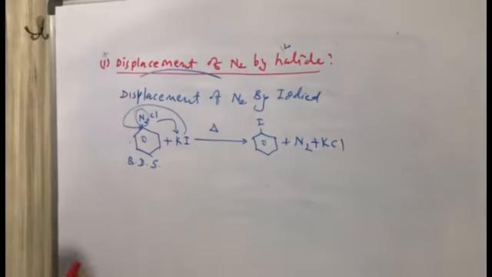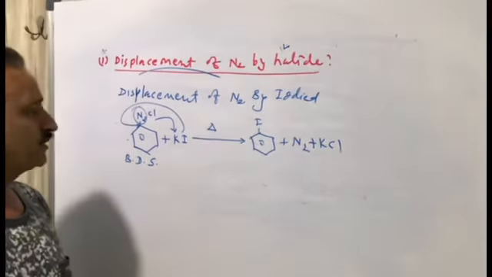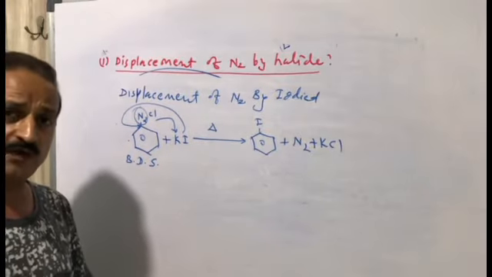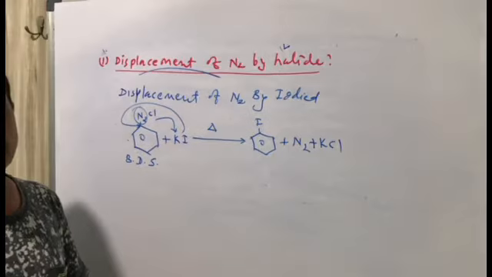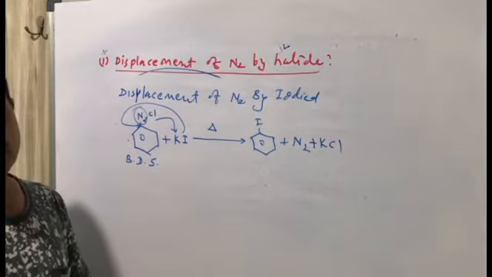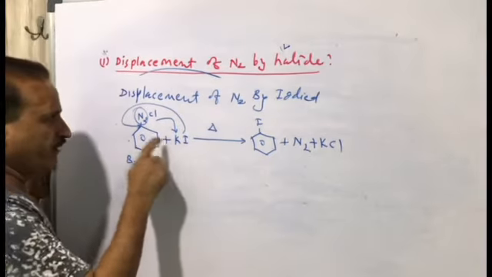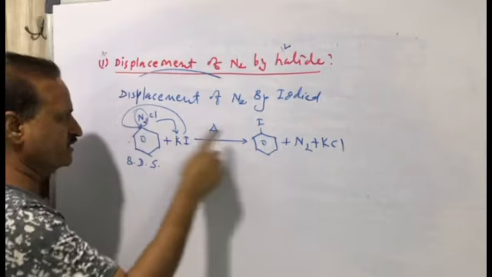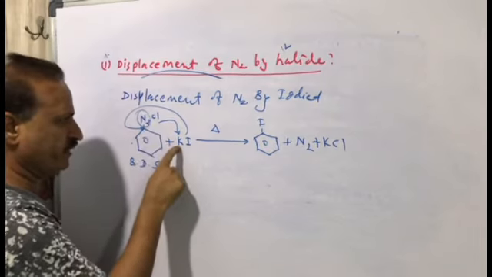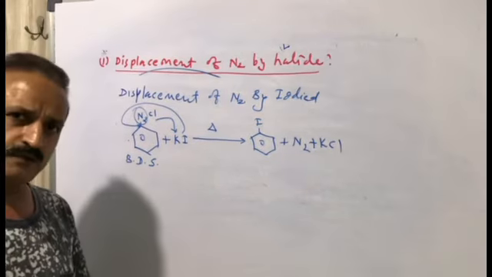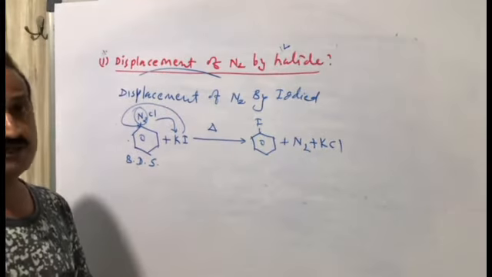Very simple reaction. Iodine directly does not make displacement of N2Cl, but potassium iodide is taken as a reactant, then iodine can displace dinitrogen gas. Iodine will make displacement of N2, then iodobenzene forms, N2 gas will release, and this Cl will react with potassium, then we are having potassium chloride. Very simple.